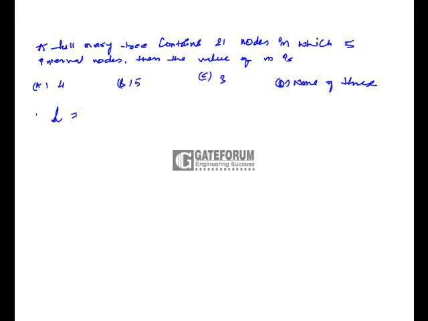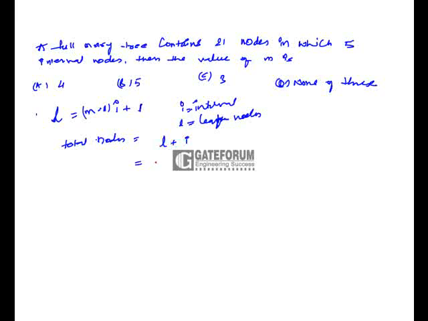L is equal to (m minus 1) into I plus 1, where I is the number of internal nodes and L is the number of leaf nodes. Total number of nodes is equal to leaf nodes plus internal nodes. Leaf nodes is given by (m minus 1) into I plus 1, plus the internal nodes. The number of leaf nodes plus the number of internal nodes is nothing but the total number of nodes.